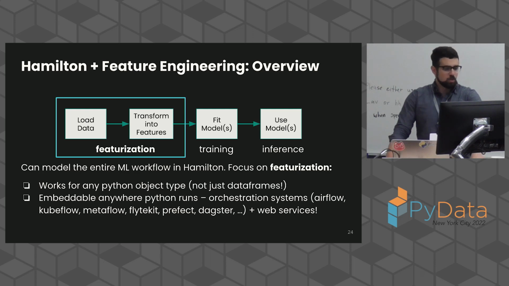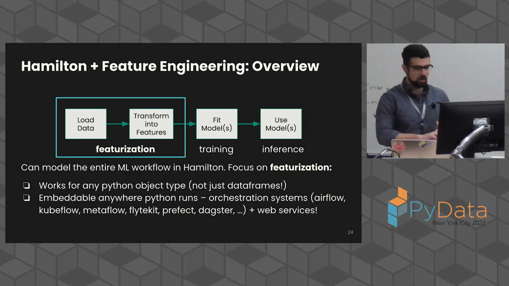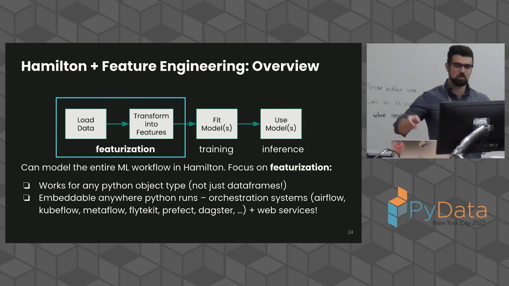So Hamilton works for any Python object type. I'm going to try and drive this home. And the cool thing is it's embeddable anywhere Python runs. So for orchestration systems such as Airflow, Kubeflow, Metaflow, Prefect, Flyte, and Dagster, it's already trivial to integrate. All you have to do is run your Hamilton pipeline within a step there. We have other ways of thinking about integrating too, such as web services.